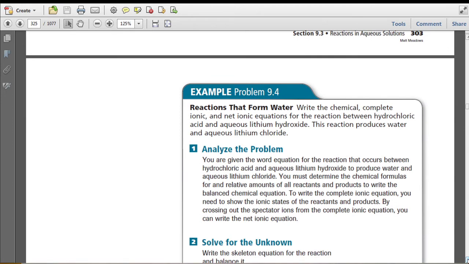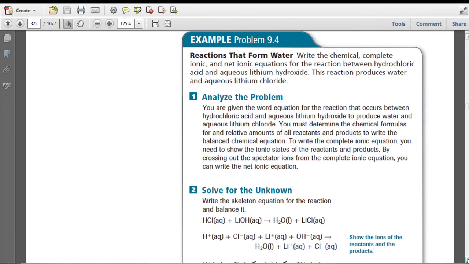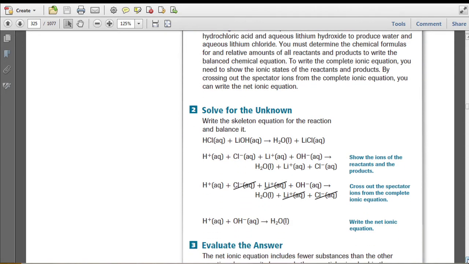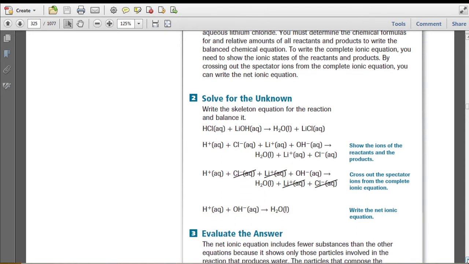Let's go ahead and write the chemical, complete ionic, and net ionic equations for the reaction of hydrochloric acid and lithium hydroxide that produces water and aqueous lithium chloride. The first thing we're going to want to do is translate that word equation into a skeleton equation, and then observe whether this needs to be balanced or not.